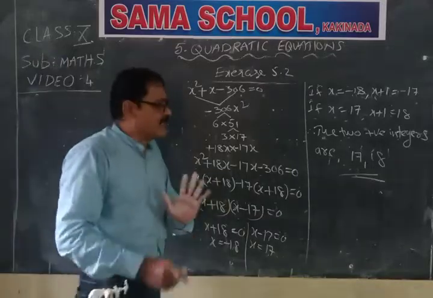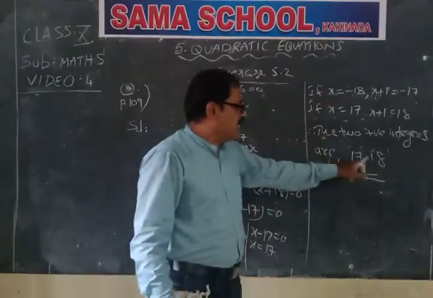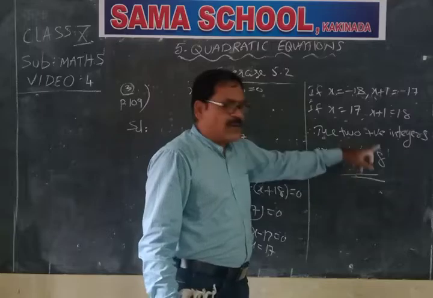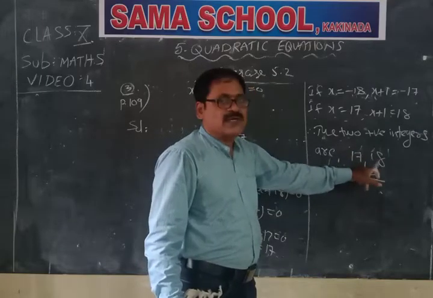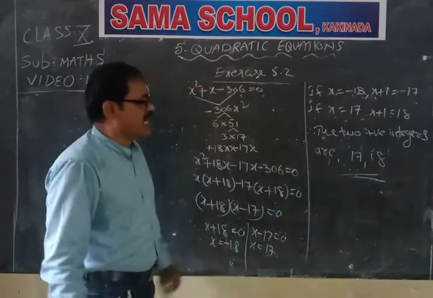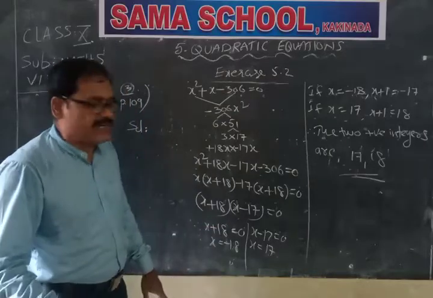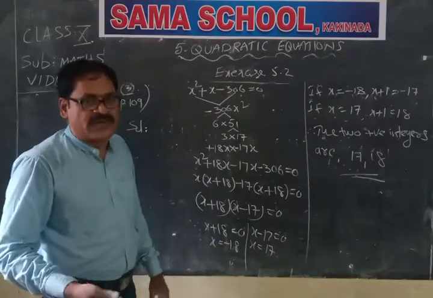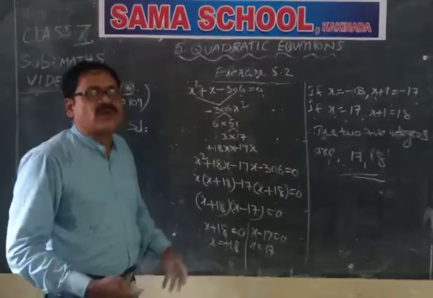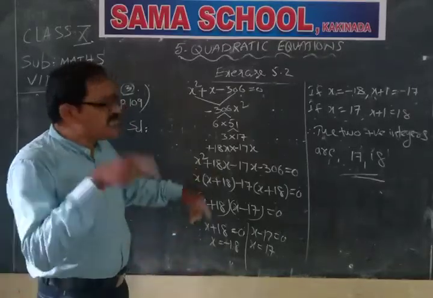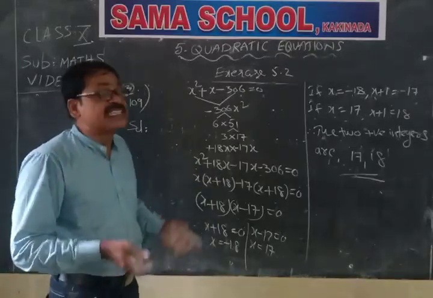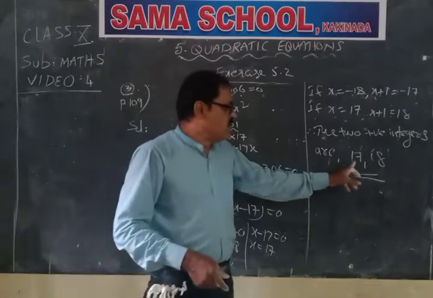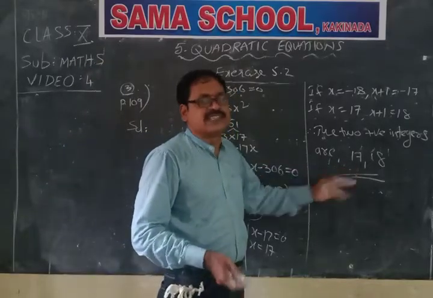Consecutive means line numbers. So if you square these two numbers and add, we get 630. 17 square is 289, 18 square is 324, 289 plus 324 we get 613. So that is only given. Sum of whose squares is 613. That's why if you square these two numbers and add, we get 613.